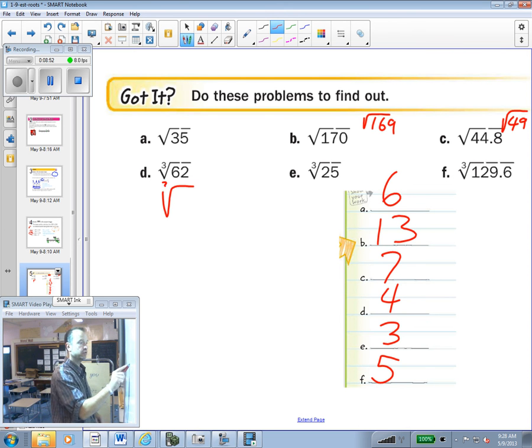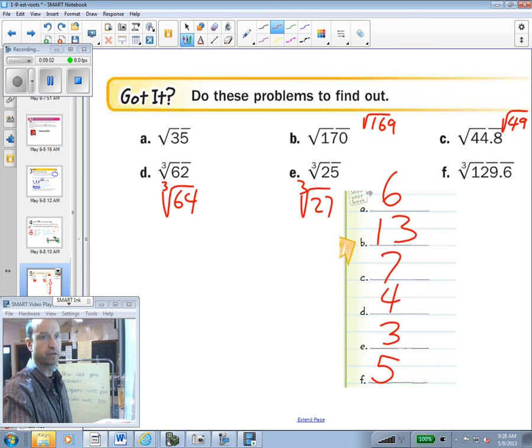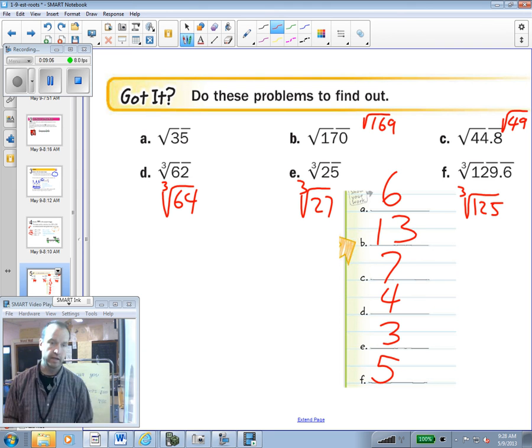This is closest to the cube root of 64, 4 is our answer. This is closest to the cube root of 27, so 3 is our answer. This is closest to the cube root of 125, so 5 is our answer. Again, we look at what those are closest to, what they're in between, but what they're closest to, and that's where we're getting our estimate from.